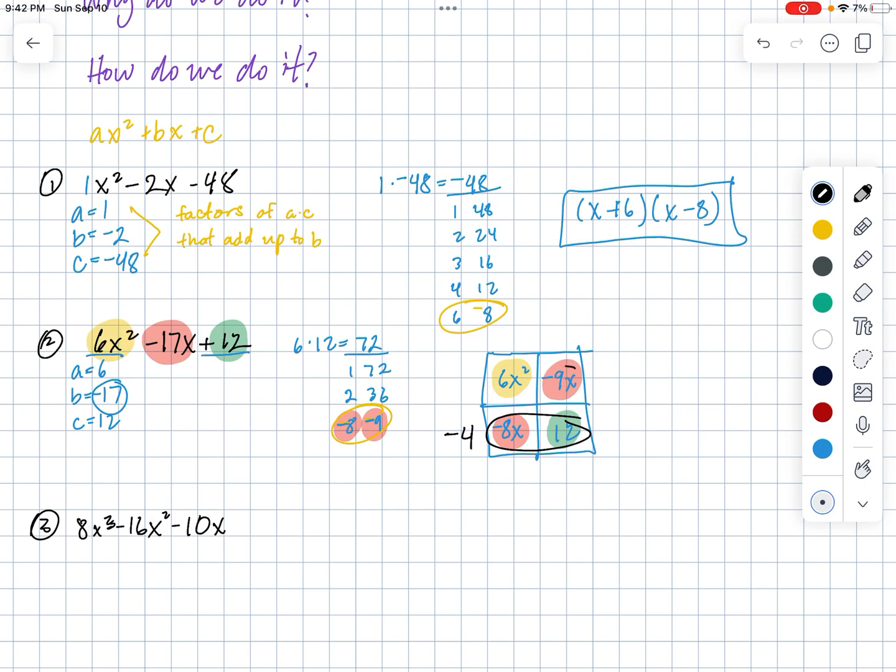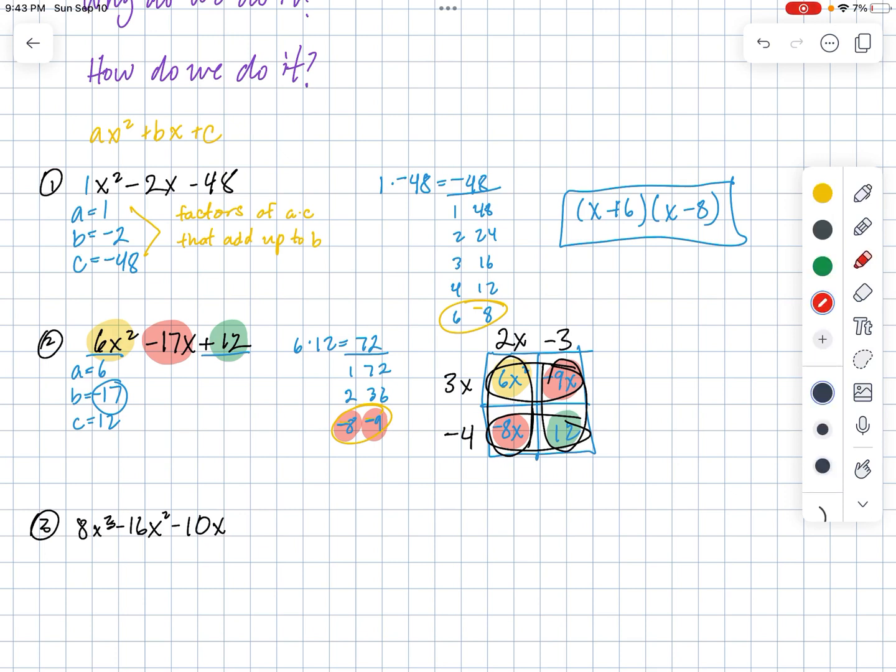We're going to do the same thing on the top row. Look for the greatest common factor, and we can see that that's 3 and 3x. Now we're going to do the same thing for columns. The left column, we're looking for a common factor between 6x squared and negative 8x, and that is 2x. And the next column, negative 9x and 12, so 3. But again, since the top number is negative, we're going to make that a negative 3.